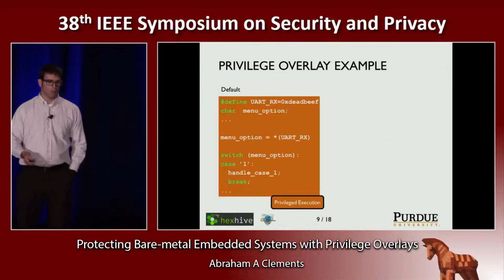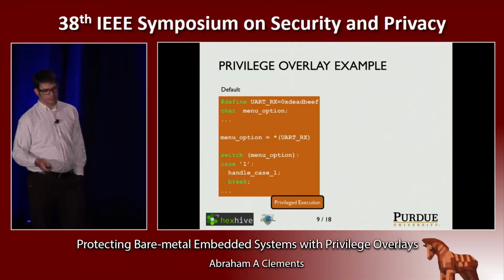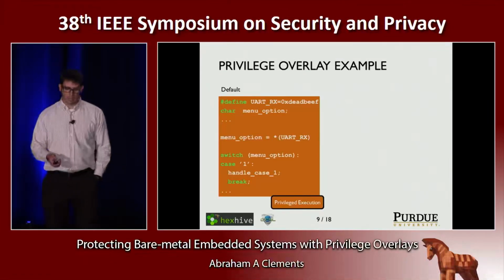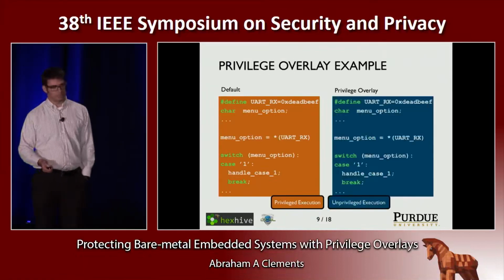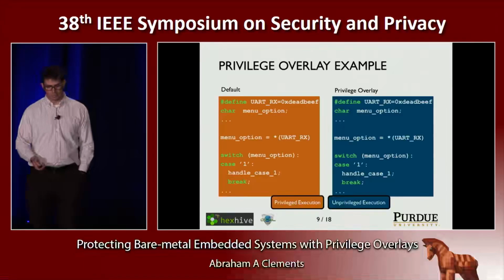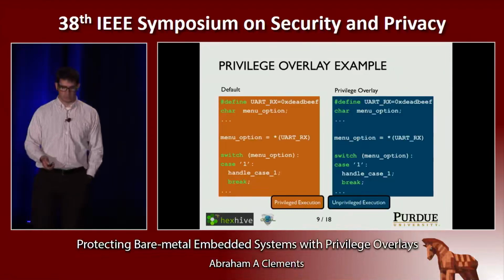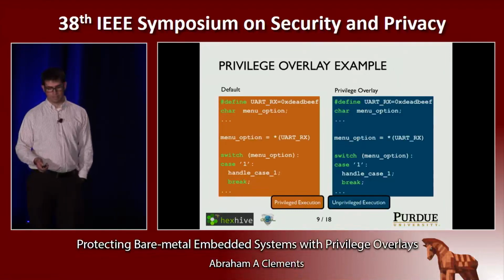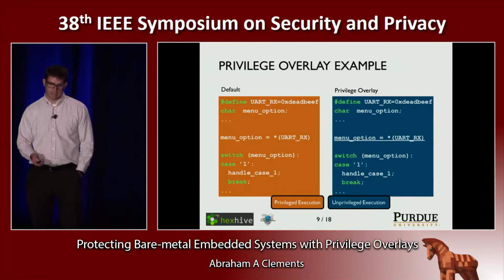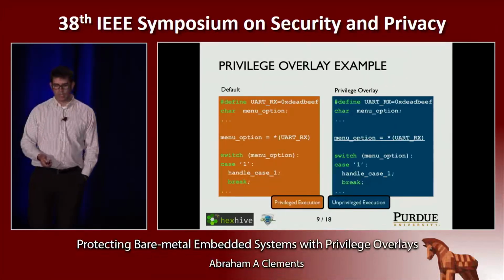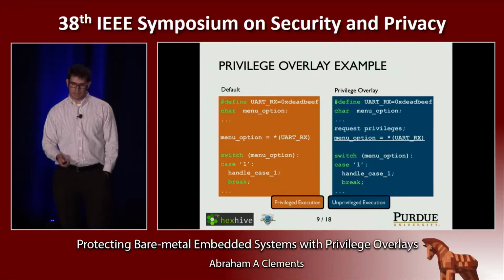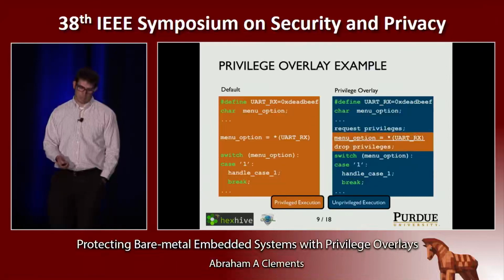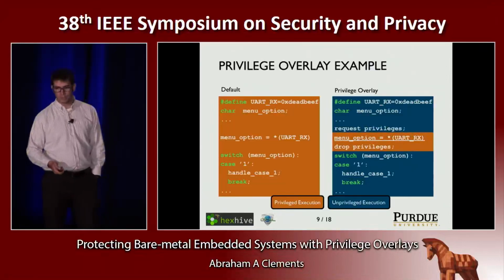So in this example, the orange denotes privileged execution, and we've got a UART that is located at the address deadbeef, and we're reading from that UART. This is a sensitive operation. So when we apply privileged operations, the first thing we'll do is we'll kick the application out of privilege mode. So blue denotes unprivileged execution. Then the static analysis will identify that this read to this fixed address is sensitive. So we'll insert a request for privileges just preceding it, and we'll drop privileges immediately after, which results in just a small orange section with privileges executing.